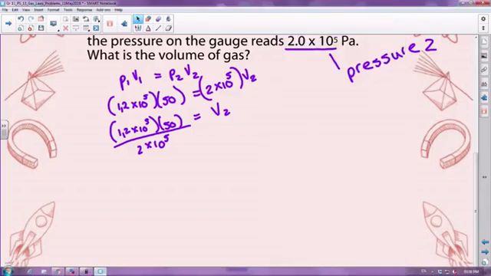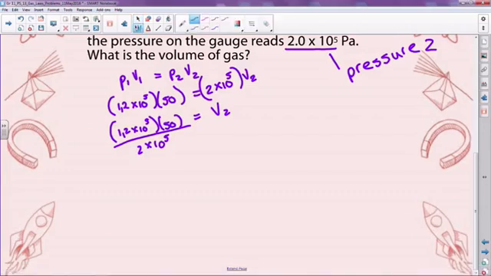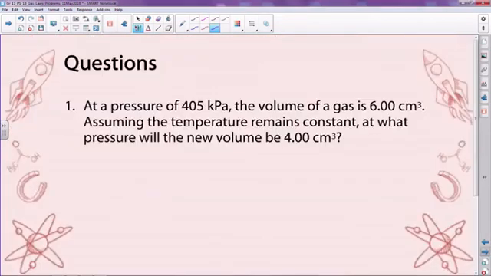Now, remember, my original unit was centimeters cubed. So my V2 value must be in centimeters cubed again. Okay, all right, that looks a bit skewed. It's terrible, but it's 30 centimeters cubed. So that's how we do them.